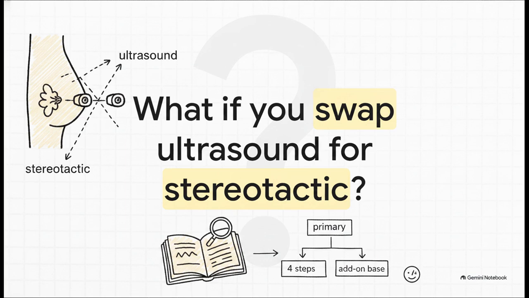What happens to our final code sequence if we alter just one variable? Imagine swapping out that ultrasound guidance for stereotactic guidance, which, by the way, is a super cool technique that uses X-rays taken from 2 different angles to pinpoint the exact 3-dimensional location of an abnormality. So, how does that one swap change your primary and add-on base? Grab your coding manual, run the 4 steps, and find out.